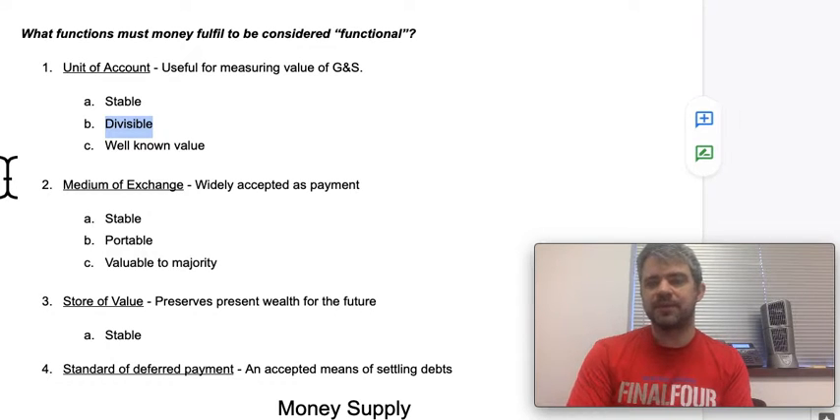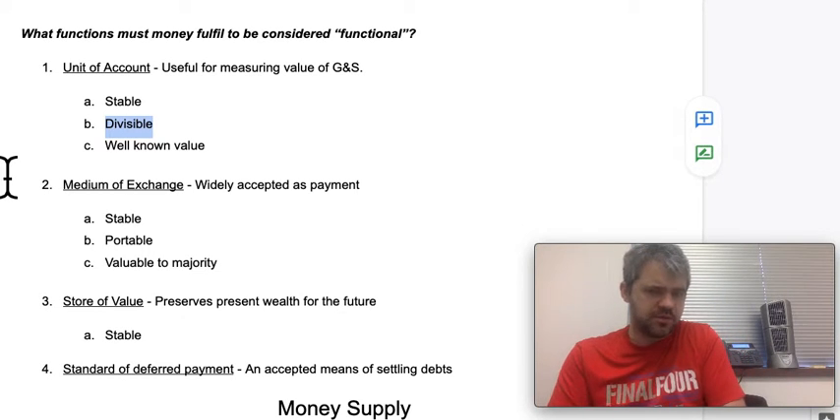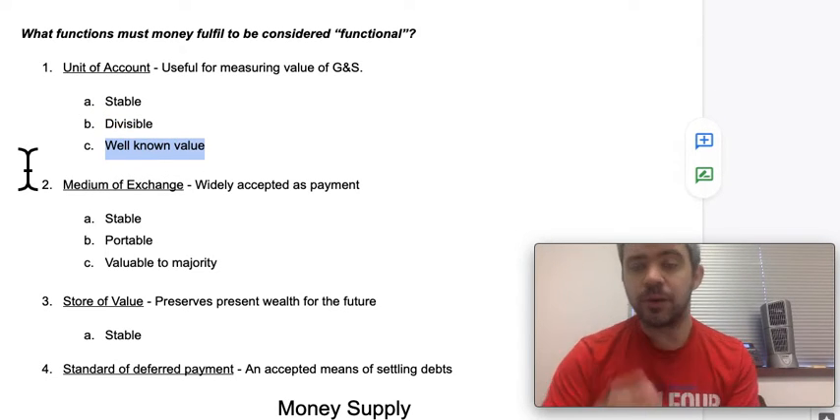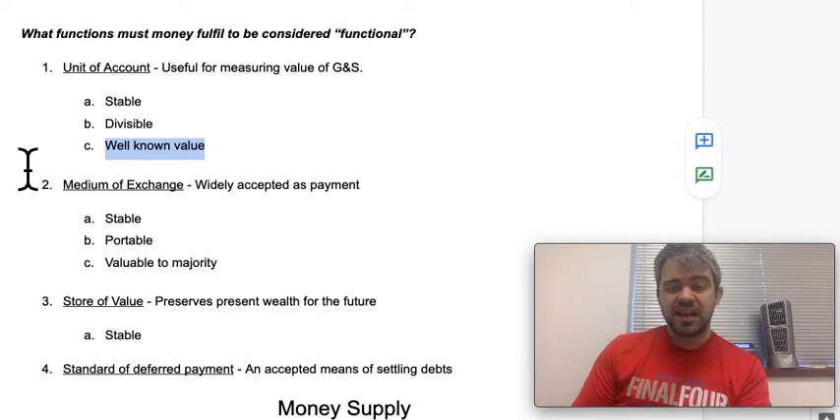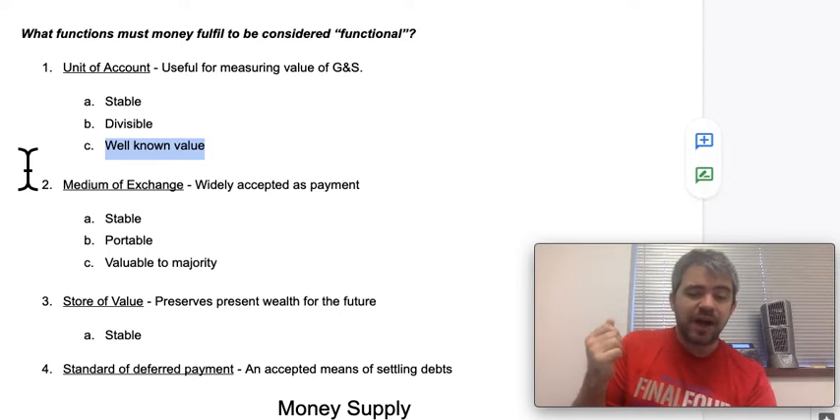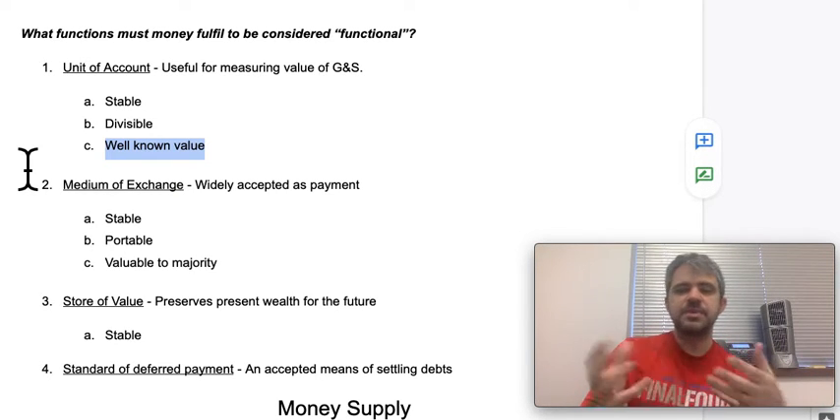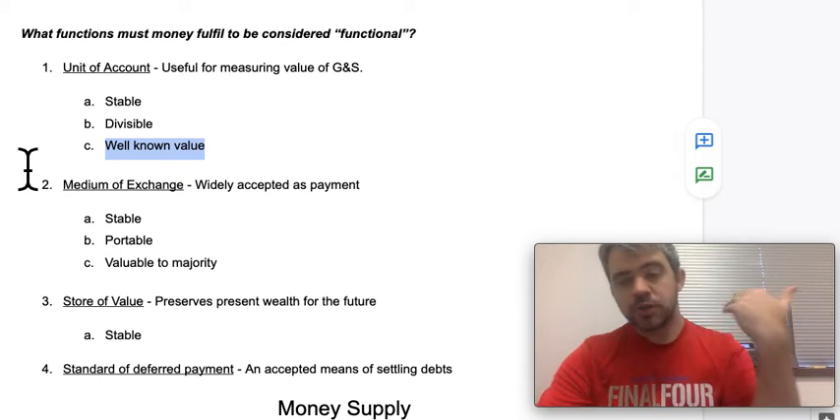So if you have something like, say a car, you can't really say that something's worth a quarter of a car. I mean, you can, but you can't pay someone very easily in a quarter of a car. Okay? A well-known value. So what if I tried to pay you in, say, baseball cards? Now, this could be a pretty valuable baseball card. But if you don't know what it's worth, then you're not going to want to trade me in that. So it has to be something where everyone is pretty familiar with how much it's worth. Okay, so it has to be a unit of account.